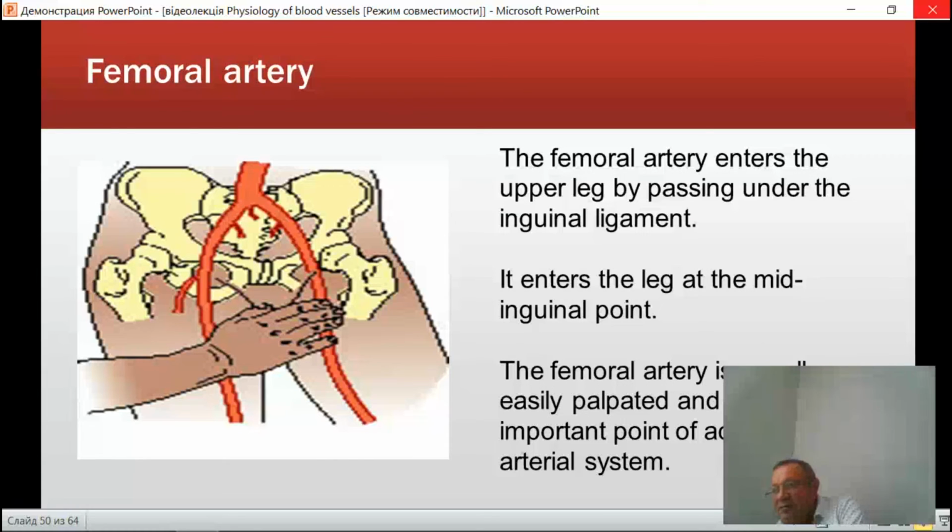Femoral artery. The femoral artery enters the upper leg by passing under the inguinal ligament. It enters the leg at the mid-inguinal point. The femoral artery is usually easily palpated, and it is an important point of access to the arterial system.